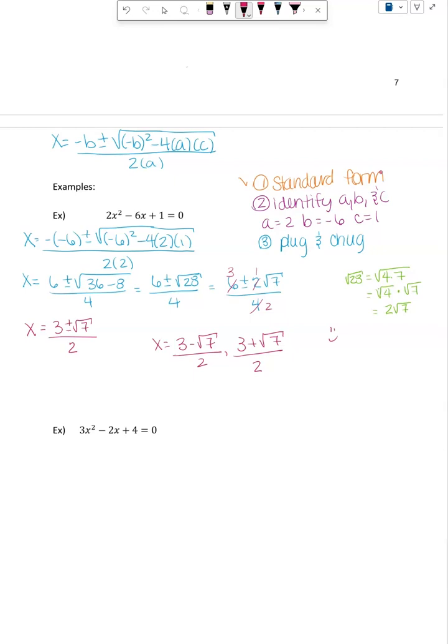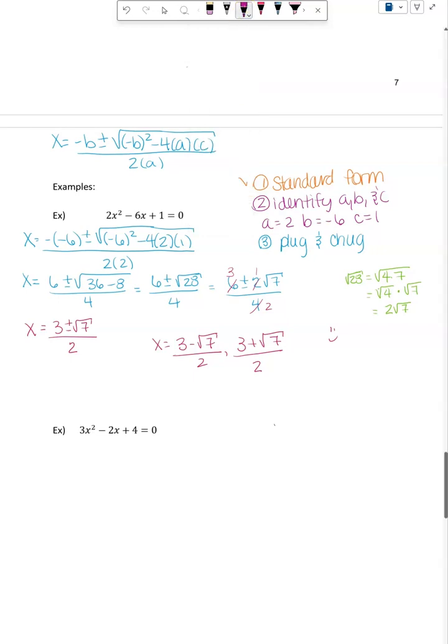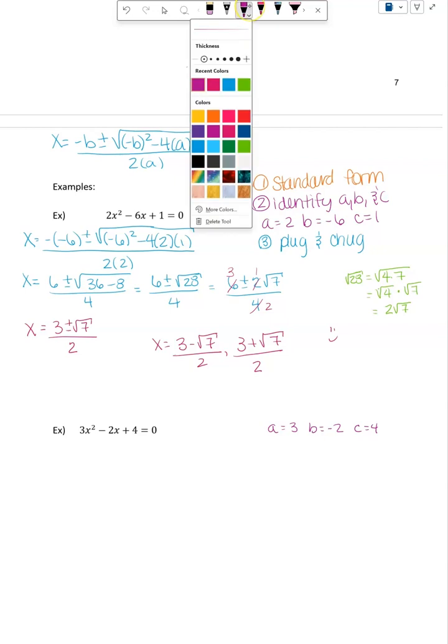Okay, let's work this next one. Same steps, right? Is it in standard format? Yes, it is. Then we want to identify, I think that was this color, a, b, and c. So our a is 3, our b is -2, and our c is 4. So now we're just going to plug and chug again, okay?